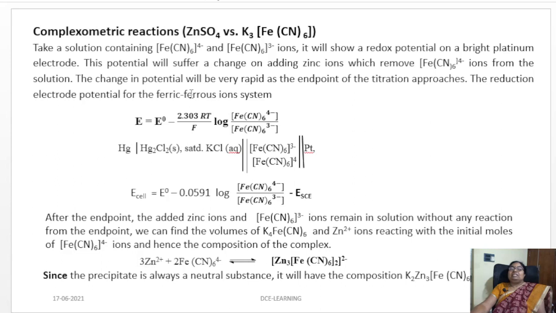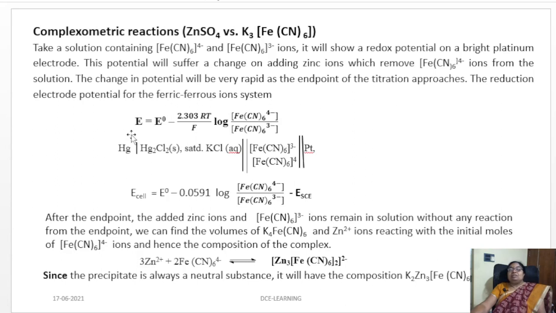This potential will change on adding the zinc ion, which removes the ferrocyanide ion from the solution. The change in potential will be very rapid as the end point of the titration is approached. That is why we develop a redox system at the indicator electrode by adding both the ferrous and the ferric, with zinc sulfate as the titrant.